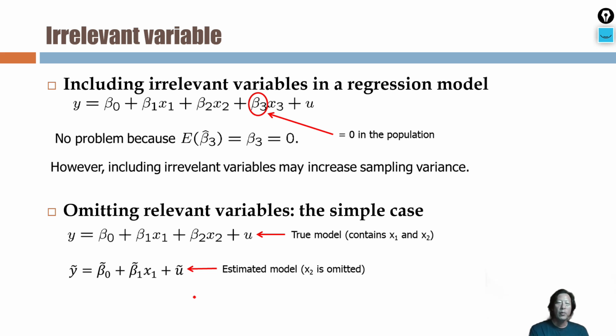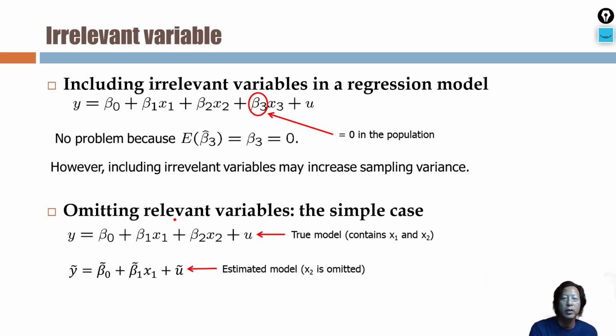Okay. However, including the irrelevant variable may increase the sampling variance. We will talk about the sampling variance and the error variance later. But if you add that, your sampling variance may go up. So you can simply take the irrelevant variable out. So this is a true variable, but an estimated variable, maybe you can take it out.